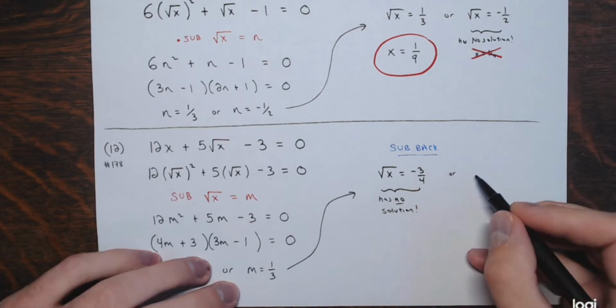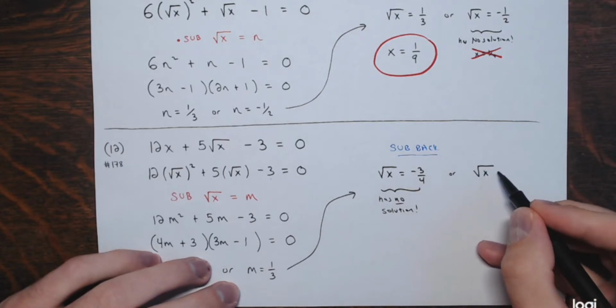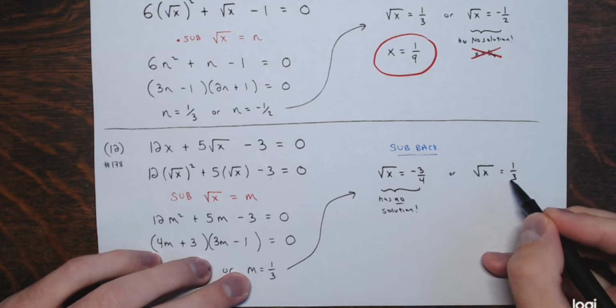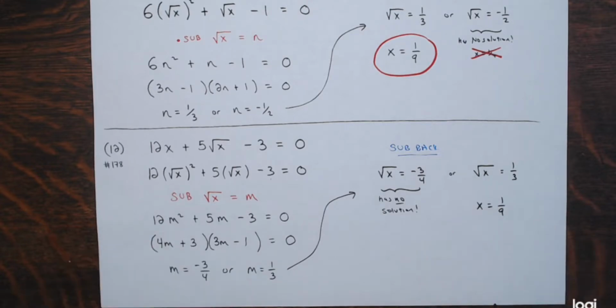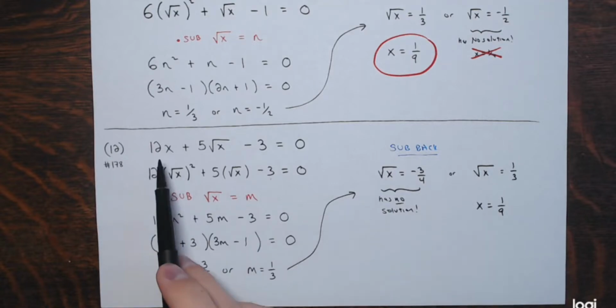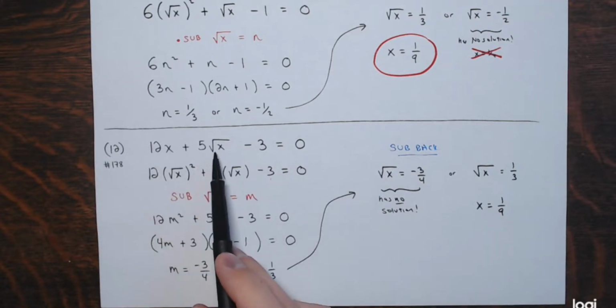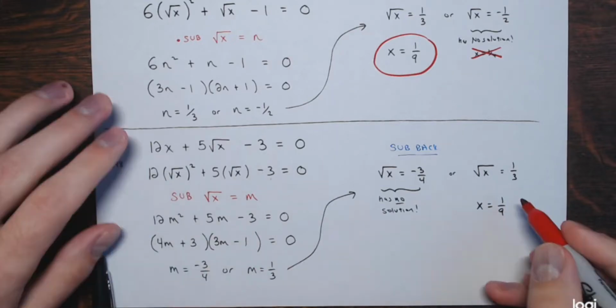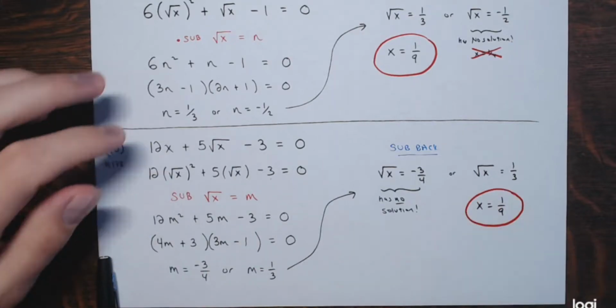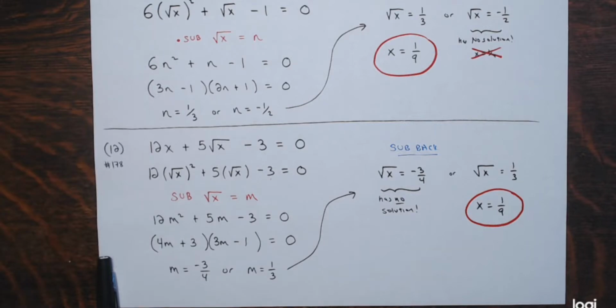Or, and then here, square root of x equals 1/3, square both sides, x equals 1/9. Now, we can check that, right? Now this would be 4/3 plus 5/3 is 9/3, which is 3 minus 3 is 0. 1/9 works. So the only solution is 1/9.